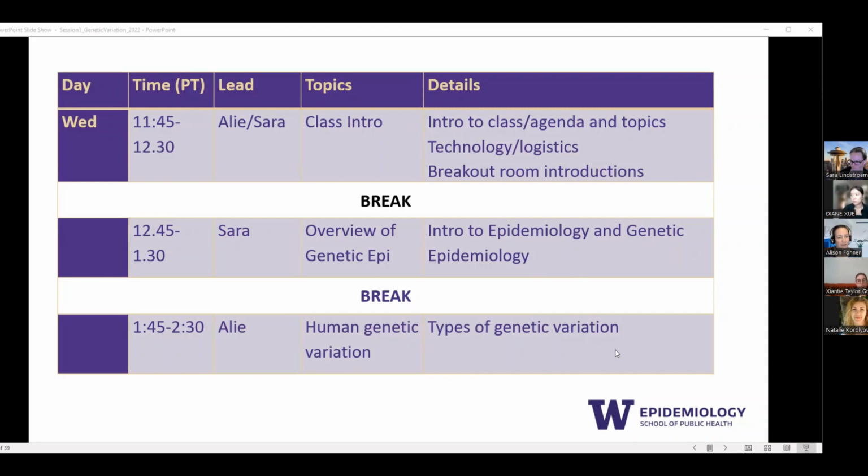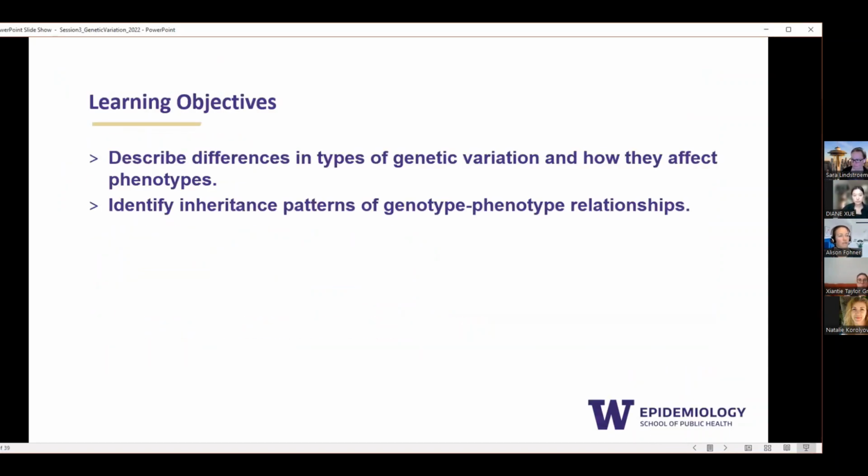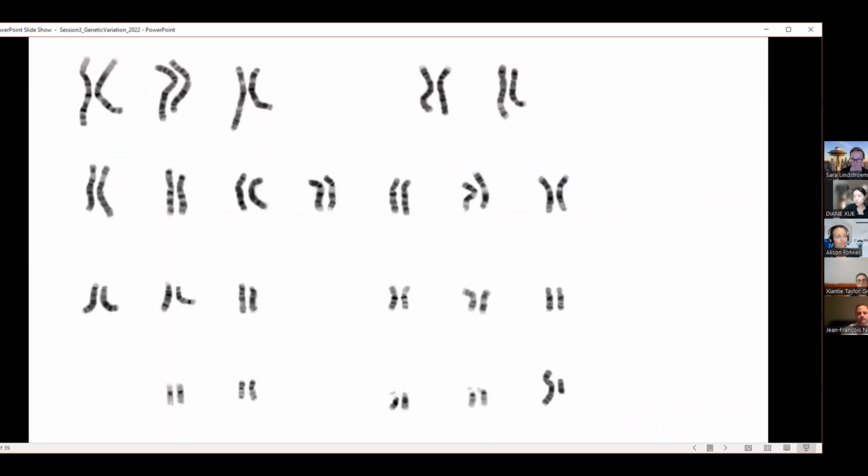Okay, hi everyone. Welcome back for our last session of the day, where we will talk about types of human genetic variation. The goals for this session are to describe differences in the types of genetic variation and how they affect phenotypes, and we'll talk a little more about the definitions of some of this terminology. And then to help identify inheritance patterns of genotype-phenotype relationships. This is really the nuts and bolts of what you need to know about genetic variation and how we can measure the genetic data before we use it in our analyses.